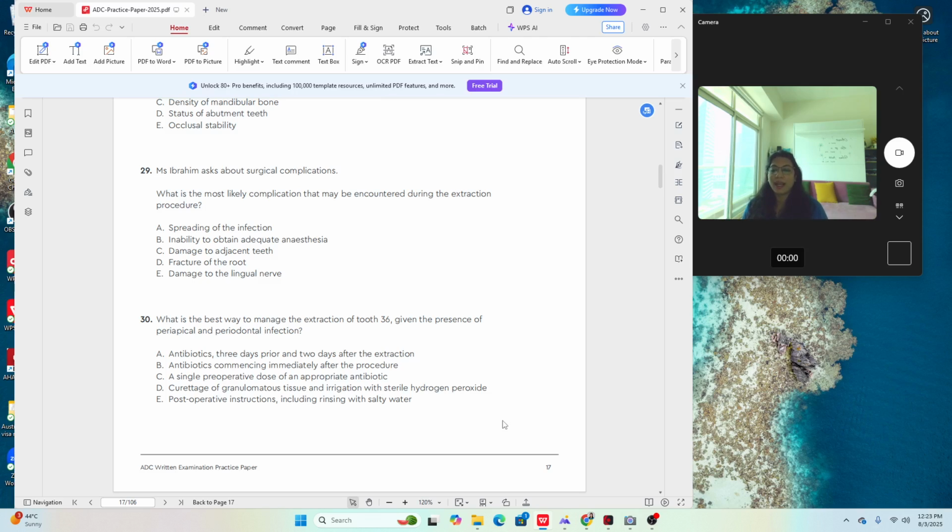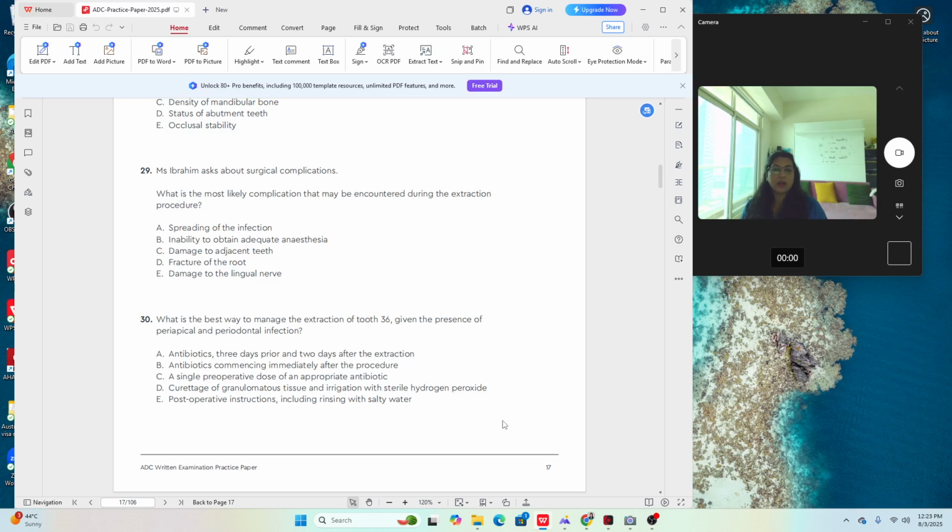So option A, option B is out of the window. Option C, a single preoperative dose, again out of the window. It's not a prophylaxis antibiotic. The patient is not at a risk of immunocompromisation. It's not mentioned in the question. Option D and option E, curettage of granulomatous tissue and irrigation with sterile hydrogen peroxide, can be done. Post-operative instructions including rinsing with salty water.